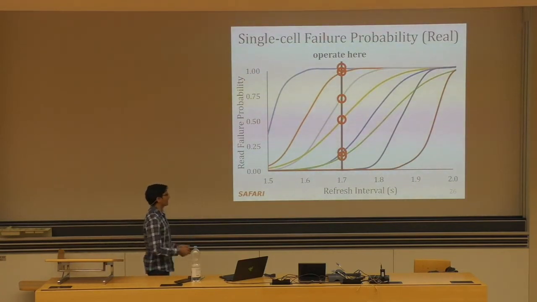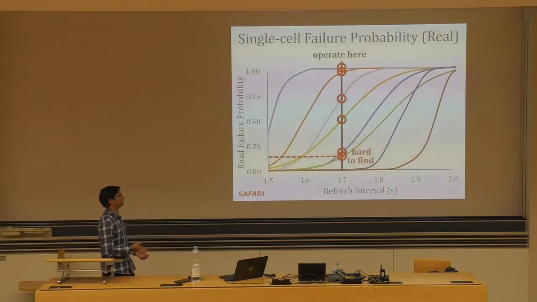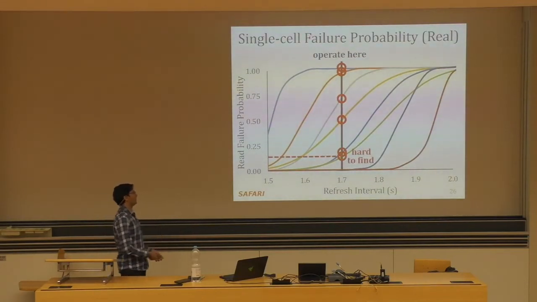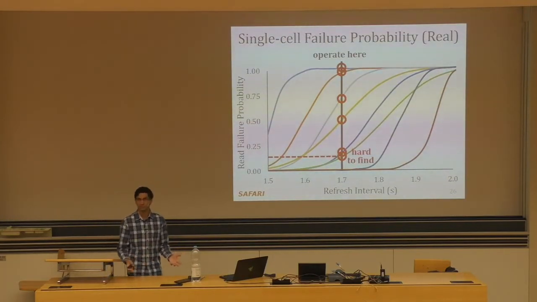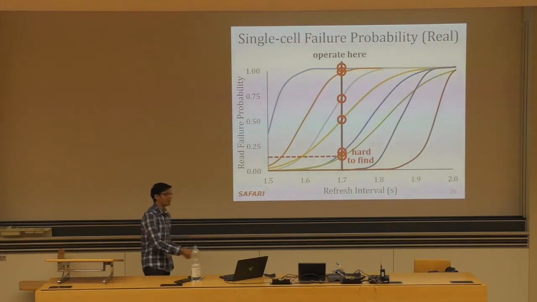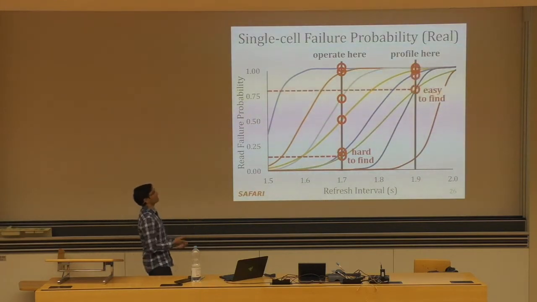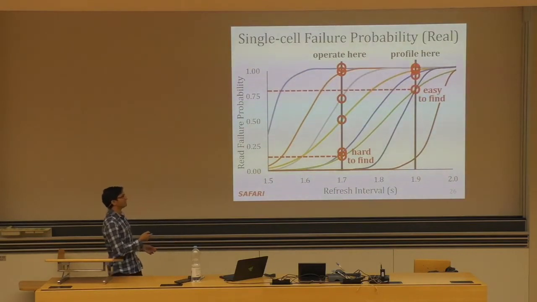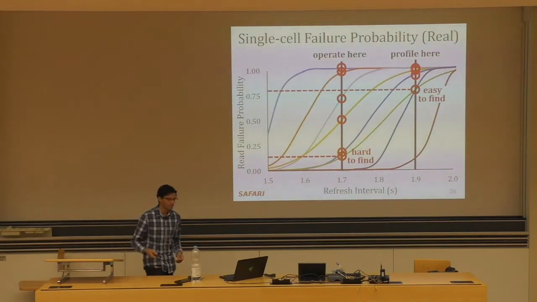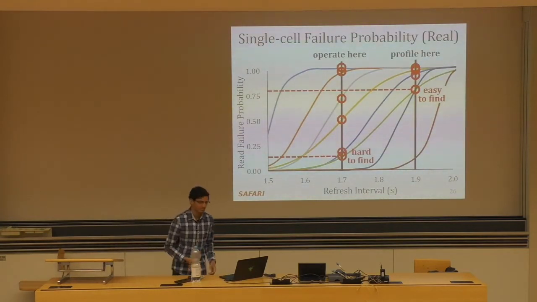But the problem is that down here, these 2 cells are pretty hard to find because their probability of failure is so low, right? We'd have to sample these cells, on average, I guess around 8 times just to figure out that they're potentially failing cells. And so instead, we see that if we profile at an increased refresh interval, these same 6 cells become much easier to find, right? Because under these conditions, these cells are much more likely to fail. And the lowest probability of failure is over 0.75, right? Which makes profiling much, much easier.